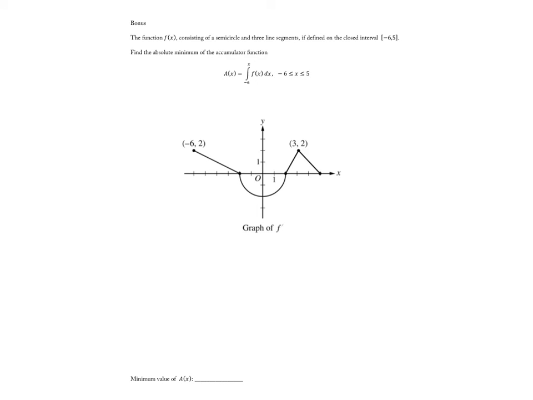Okay, similar one. This is an accumulator function. Okay, there's a bonus. A function consisting of a semicircle and 3 line segments. It should say it is defined on the closed interval. Find the absolute minimum of the accumulator function.